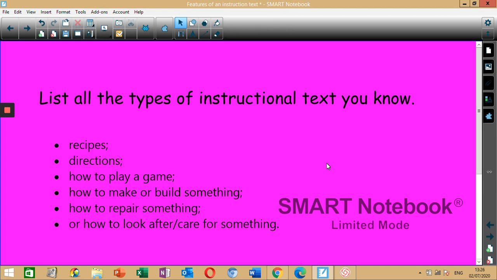So we have recipes, directions, instructions on how to play a game, how to make or build something, how to repair something. So repair means how to fix something, or how to look after or care for something. So well done if you got some of these correct, or if you came up with some other examples, you can take a picture and show me.